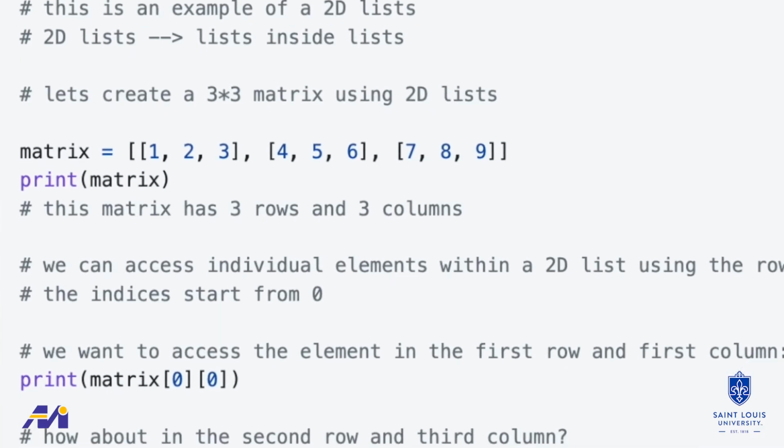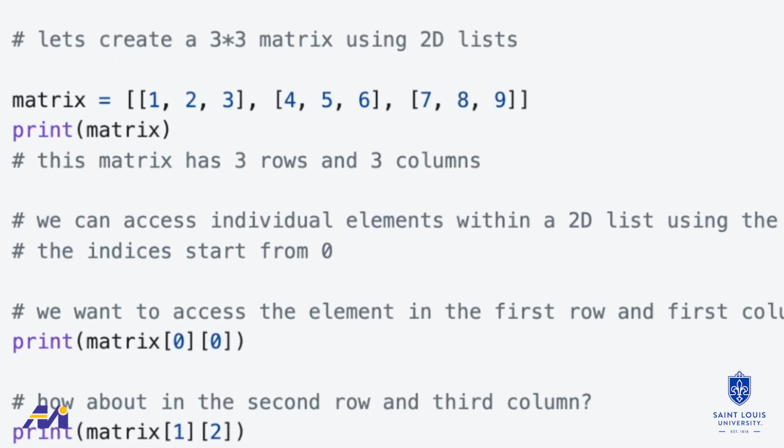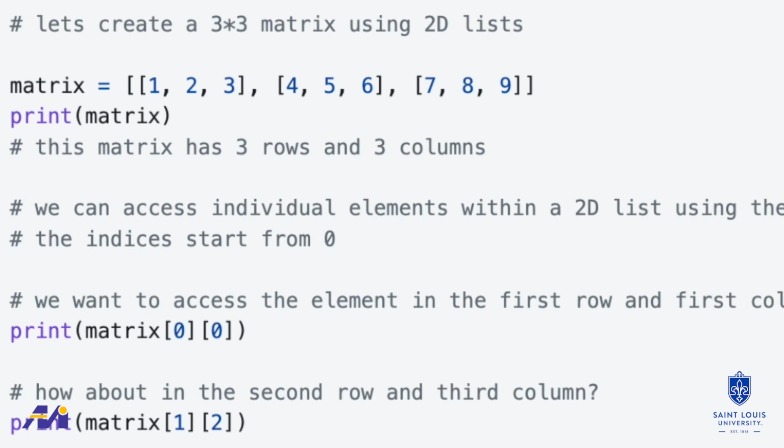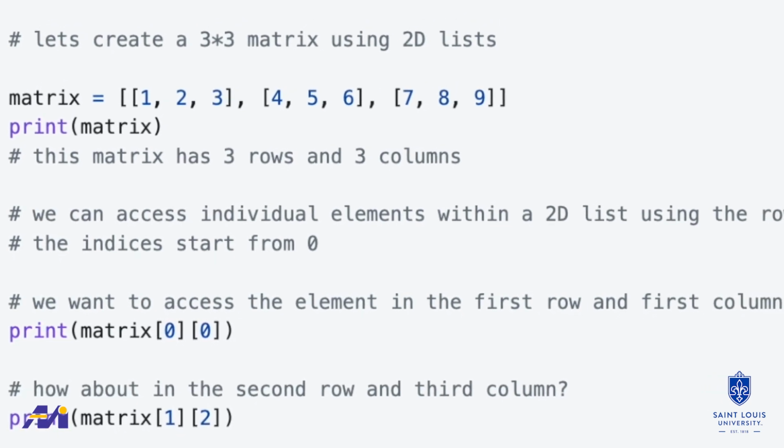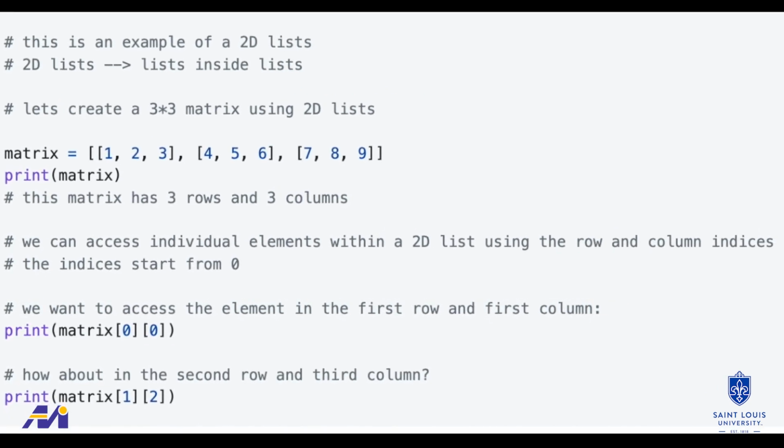2D lists are useful for representing grids, tables, and matrices in Python. They provide a flexible and convenient way to store and manipulate data in a tabular format. The whole code that I wrote here is again in our GitHub page of this lesson.